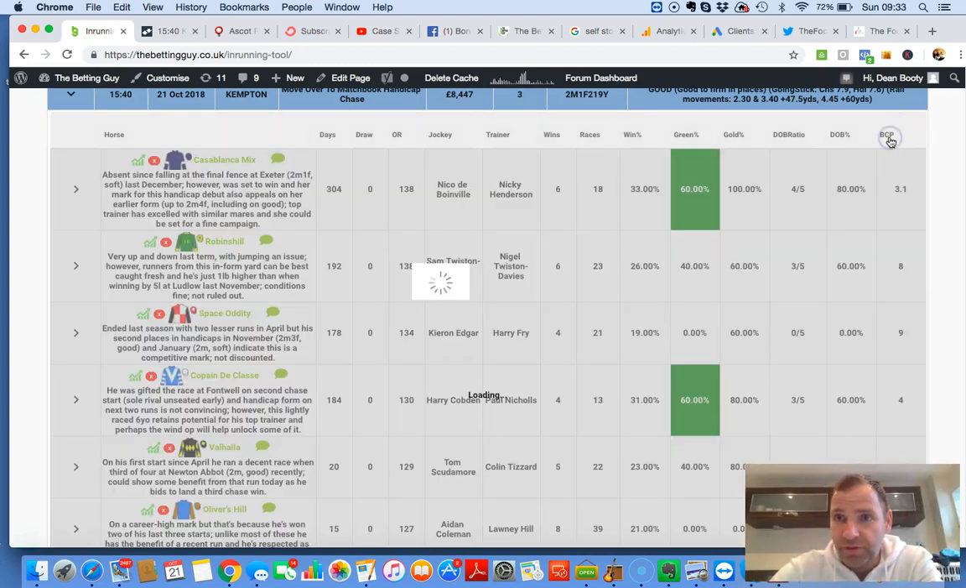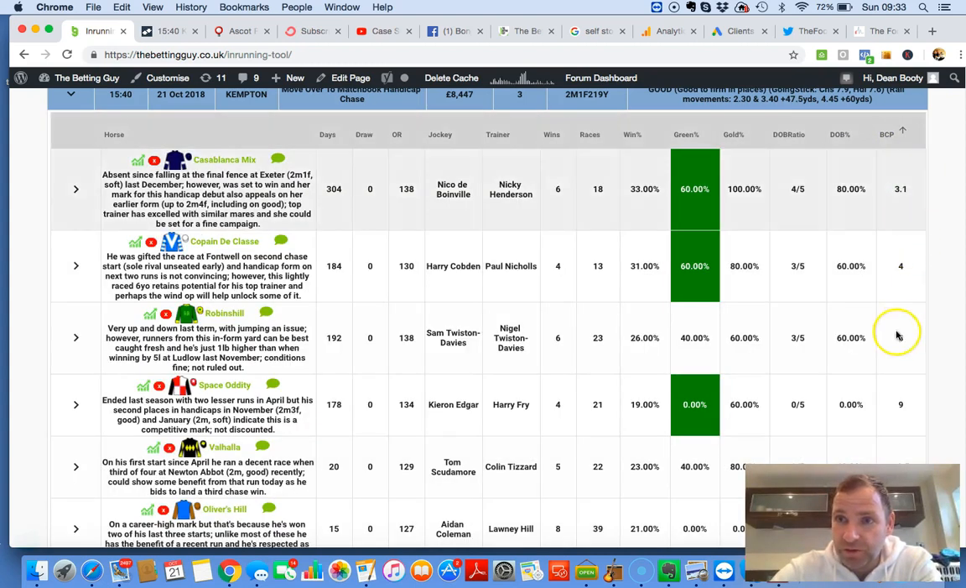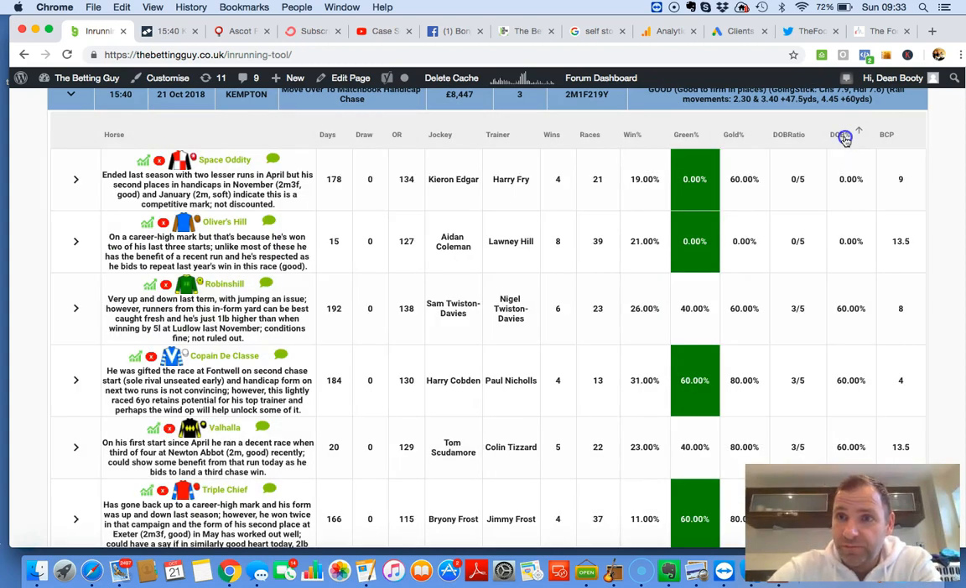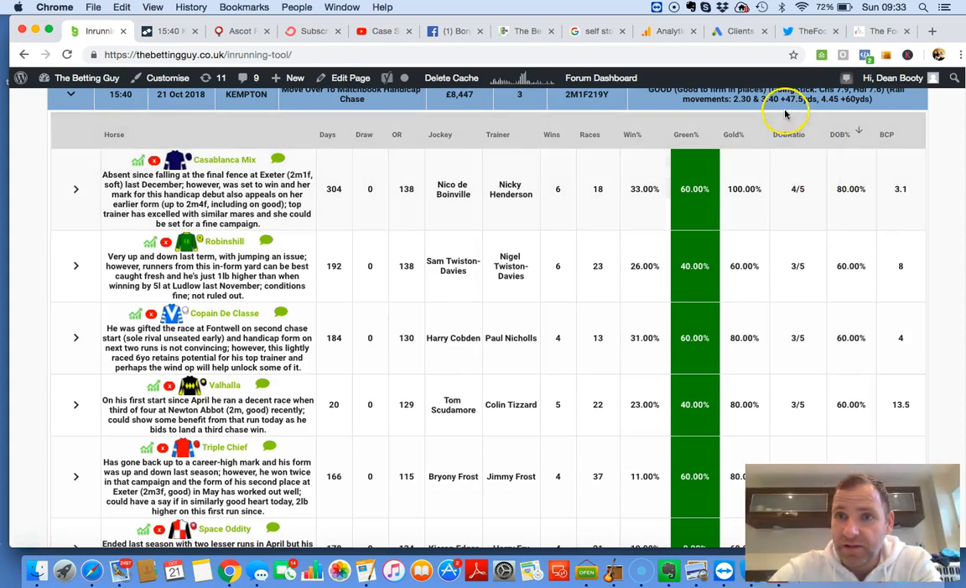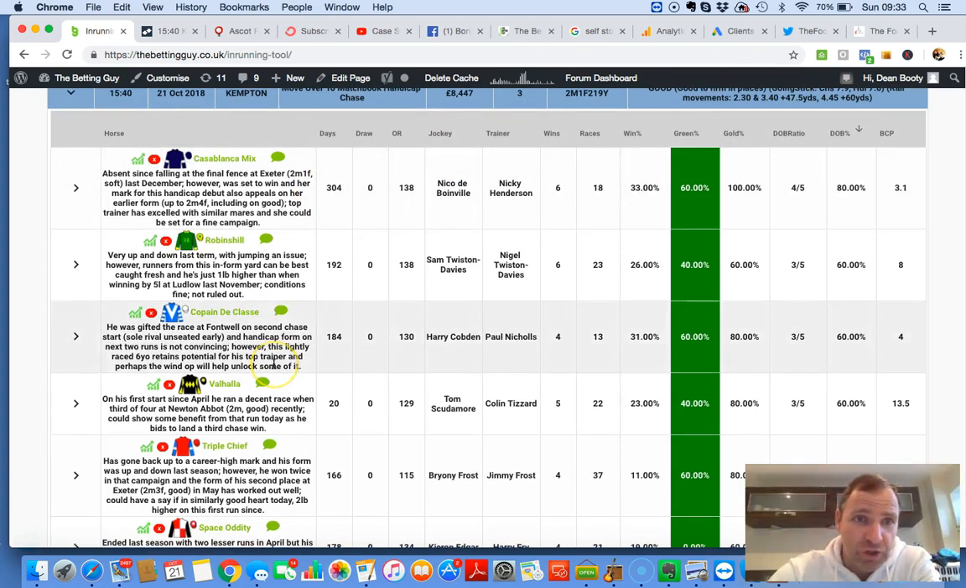So we can sort this by Betfair current price, by the favourite, by the outsider, and by Dob percentage, lowest to highest. Dob ratio we can sort again to the highest, that's exactly the same as Dob percentage. Gold percentage, we can sort that too. Trainer, I don't suppose why you'd want to sort by trainer. And so you can do so much.